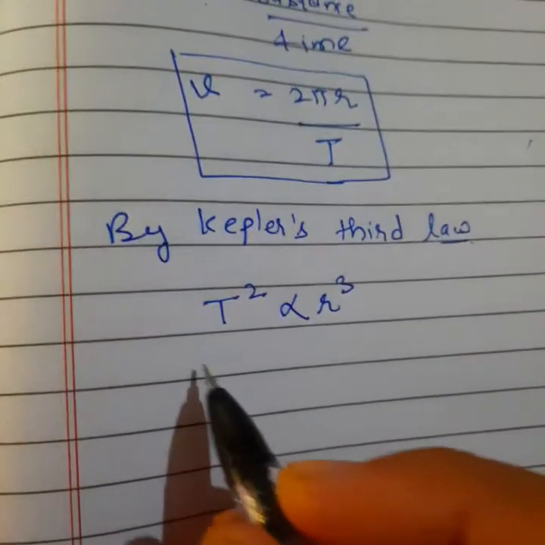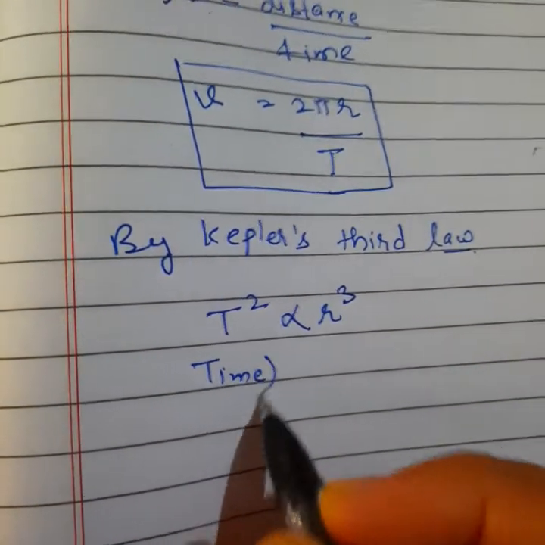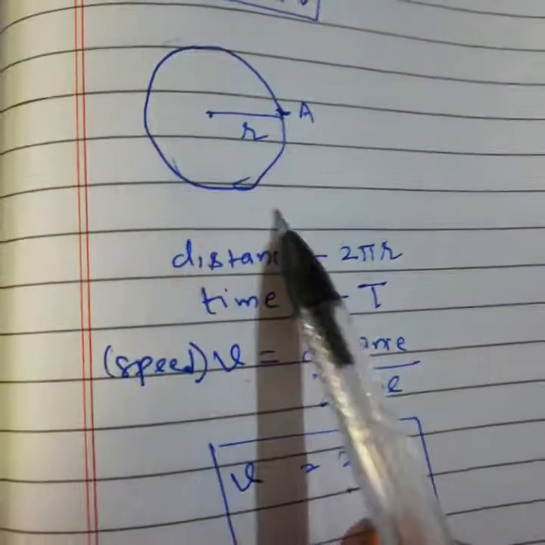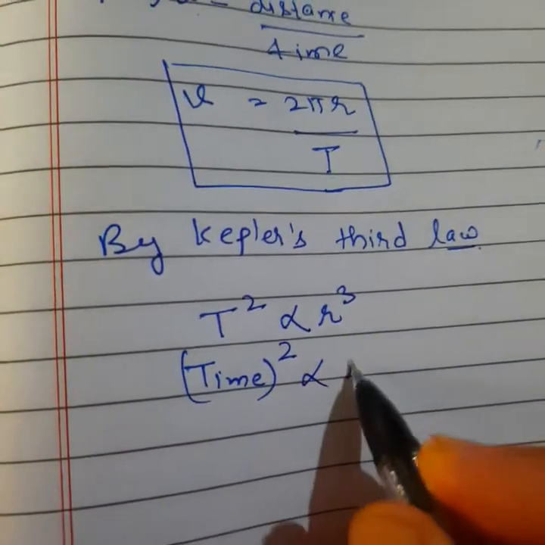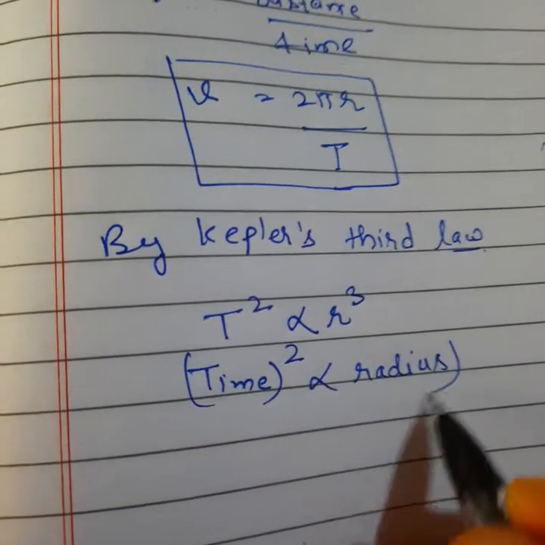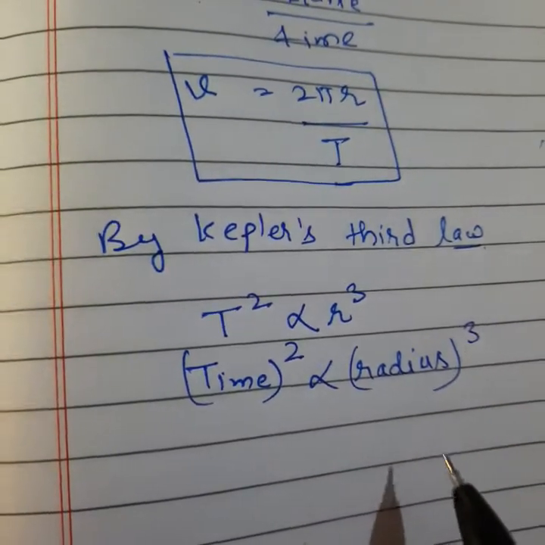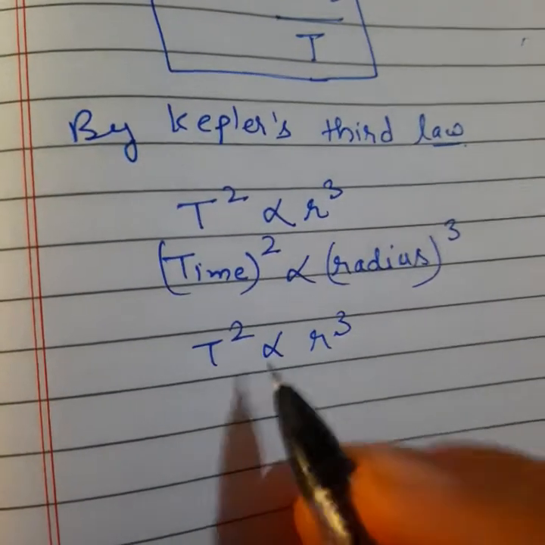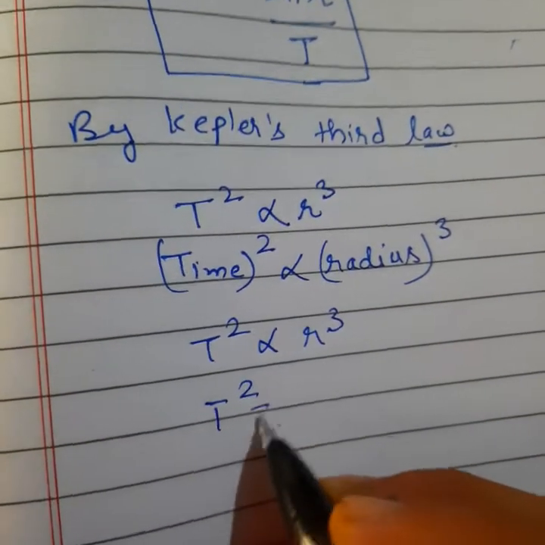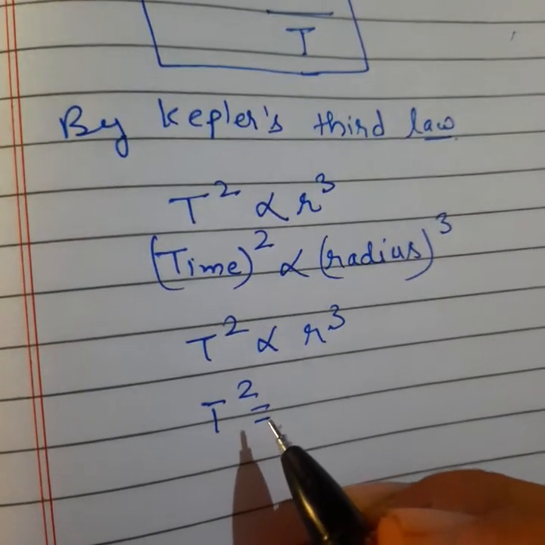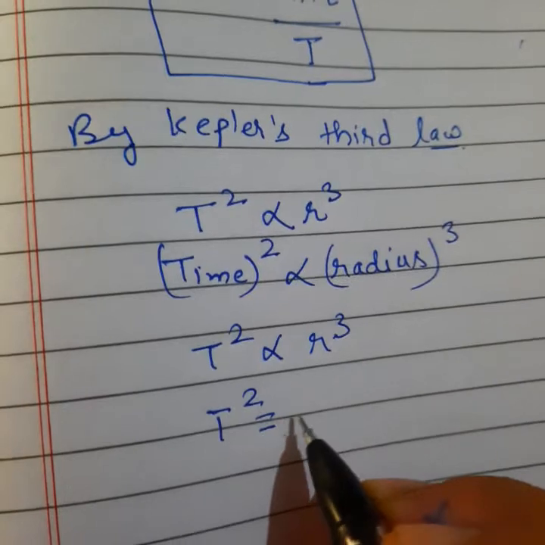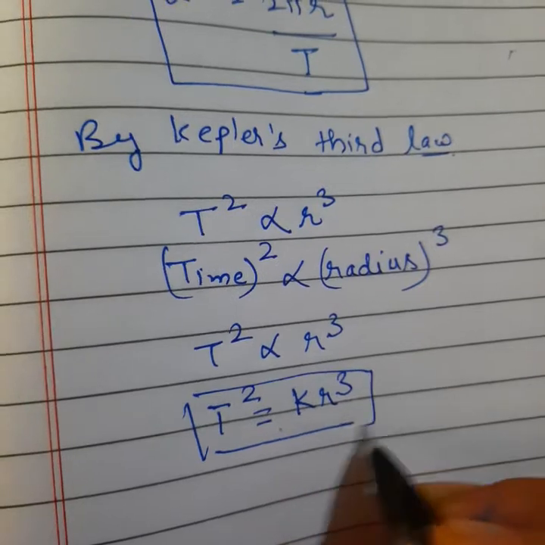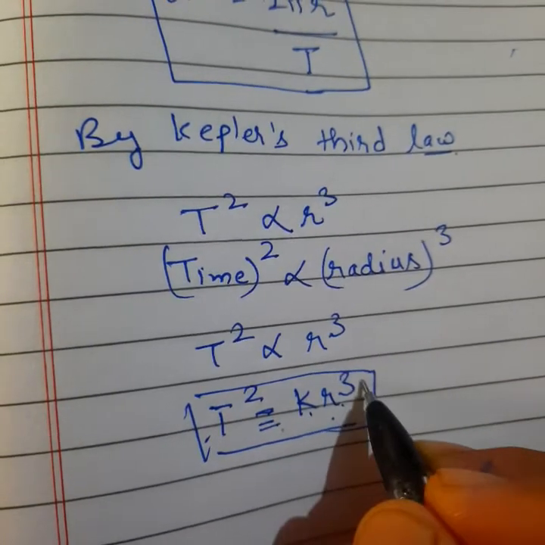Okay, students. You can see time square means in a complete rotation how much time this circular rotation is taking. So this time square is directly proportional to the radius cube. Okay? So when you remove this proportionality, we will get T square is equal to, tell me student, which thing will come here? Constant will come. We can say that is k r cube. So T square is equal to k r cube, right?